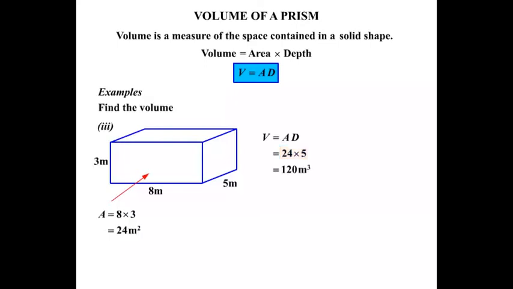Terrific. A little note before we move on to the next one: when we have a cuboid or a rectangular prism, remembering a rectangular prism and a cuboid mean the same thing, the volume equals length times breadth times height. So there's another formula there. All that means is we multiply the length times the breadth times the height. So the 3 dimensions, we multiply them out, and we get 120 meters cubed as well.